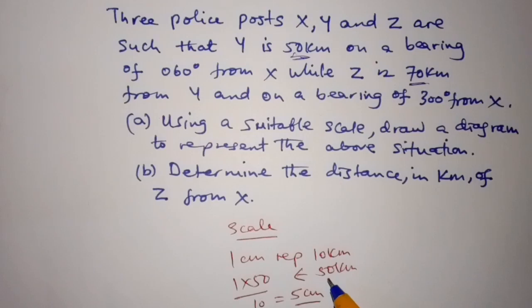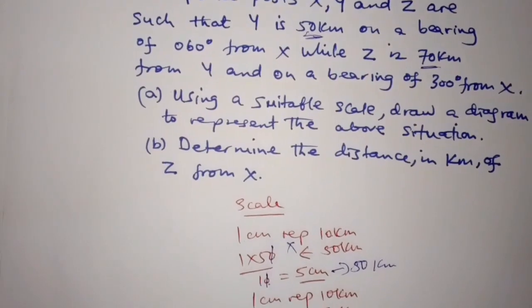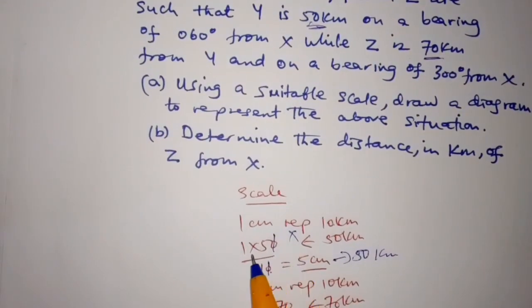So we put 50 here. 1 centimeter represents 10 kilometers. 50 kilometers will be represented by, we cross multiply, 1 times 50 over 10, which is giving us 5 centimeters. So 5 centimeters will represent 50 kilometers.